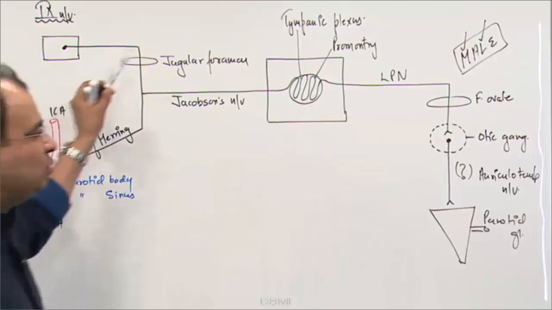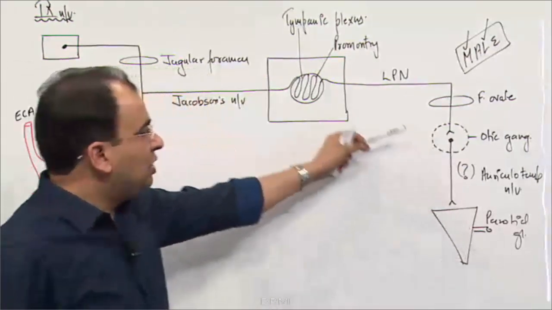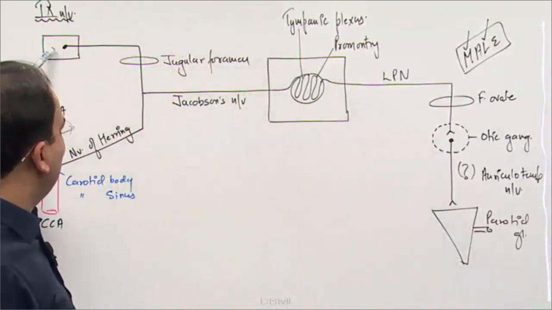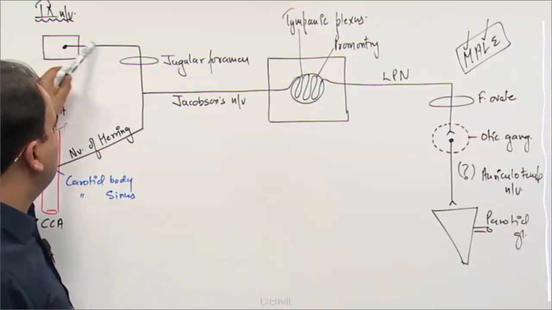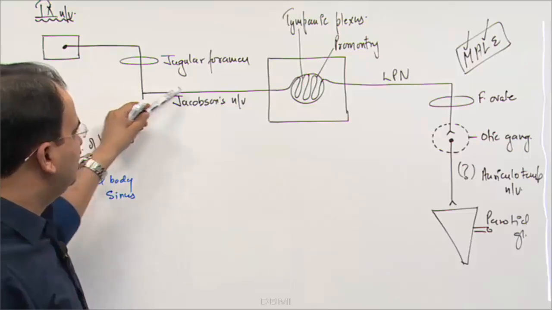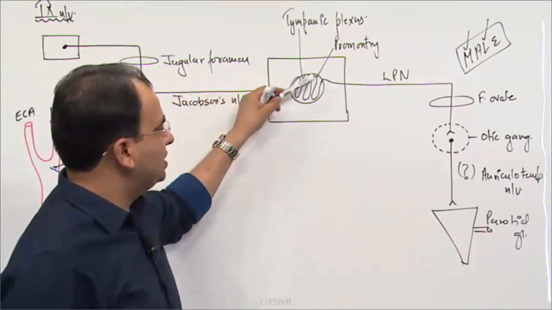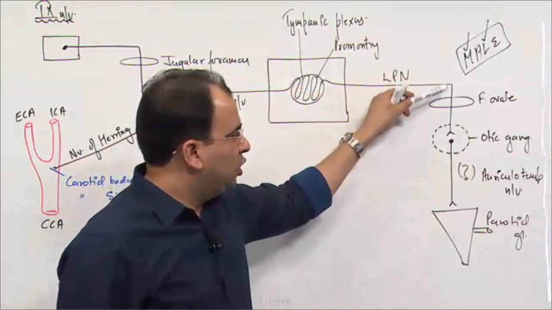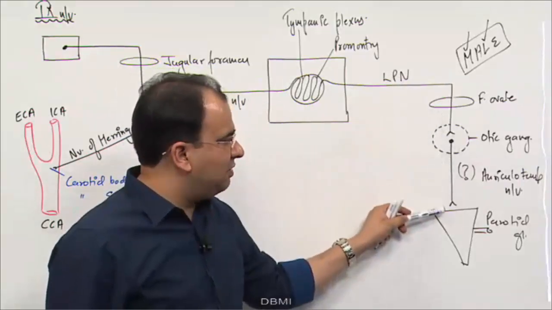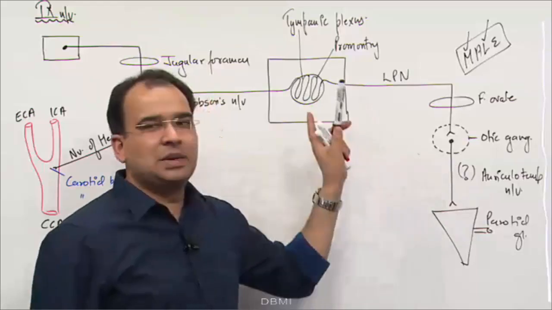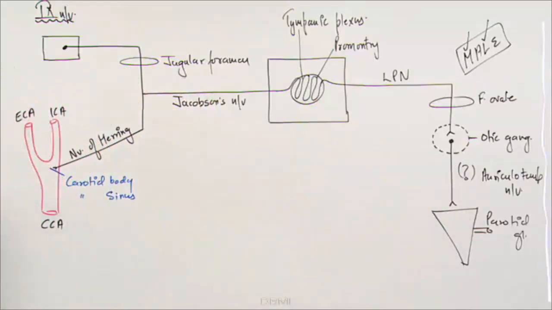So this is the secretomotor pathway of the parotid gland. It all starts in the nucleus, and this time the nucleus is the inferior salivatory nucleus. From the inferior salivatory nucleus to the glossopharyngeal nerve, to Jacobson's nerve, tympanic plexus, lesser petrosal nerve, otic ganglion, relay into the otic ganglion, and the postganglionic fiber is by the auriculotemporal nerve, which supplies the parotid gland.